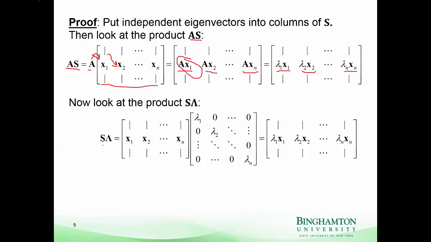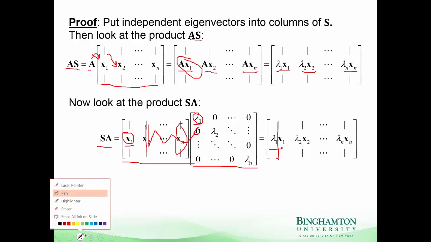So let's look at S times lambda. So here's our S with all the columns. Here's our lambda, diagonal with the eigenvalues down. And now we're going to do the multiplication. And so if we look carefully at what is happening, this first column here will be lambda 1 times this first column plus 0 times the second column plus ... 0 times the last column. But since these are all zeroed out, all I get is lambda 1 times x1, and so that's the first column.